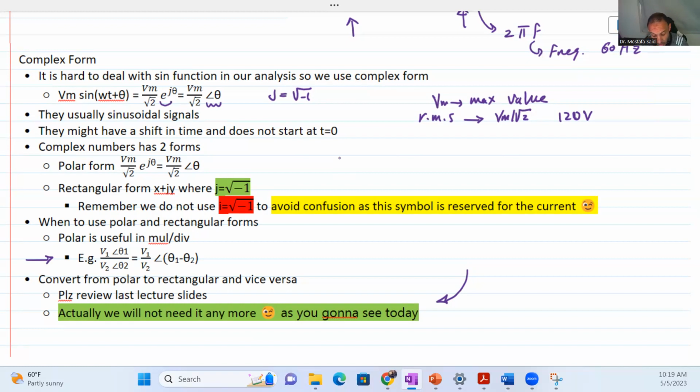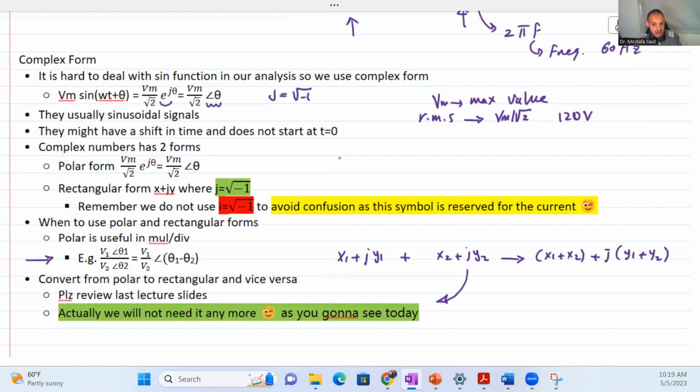And we use the rectangular form when we do subtraction or addition. So if we, for example, have x1 plus jy1, and we want to add it to x2 plus jy2, then the final form will be x1 plus x2 plus j times y1 plus y2. You just add the real values together and the imaginary values together.